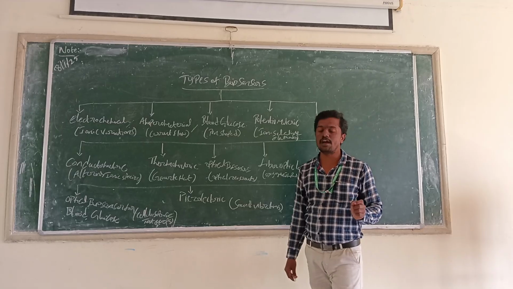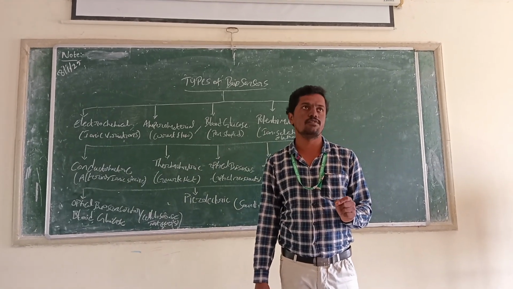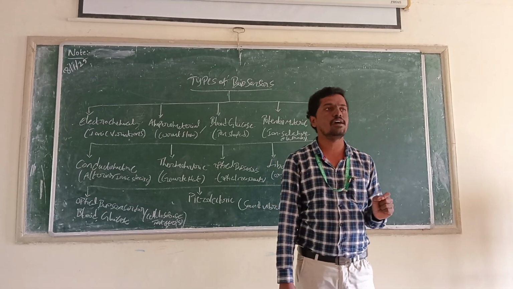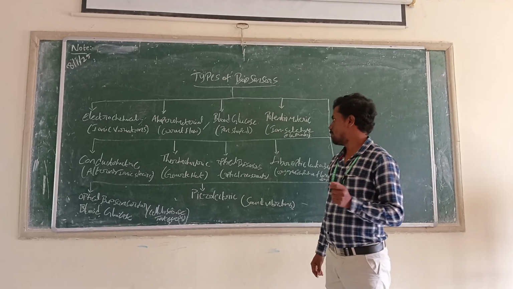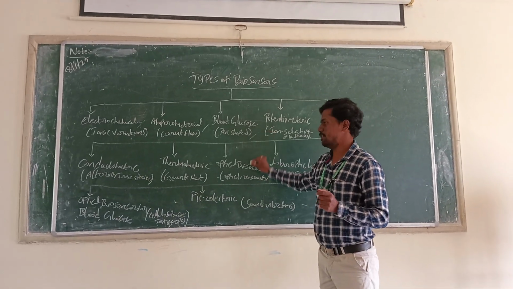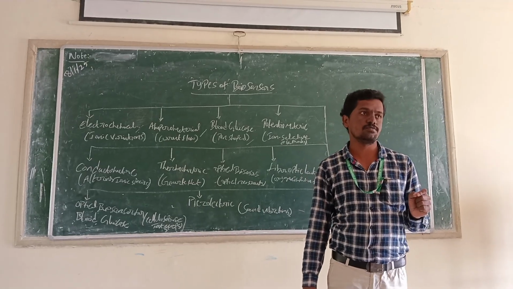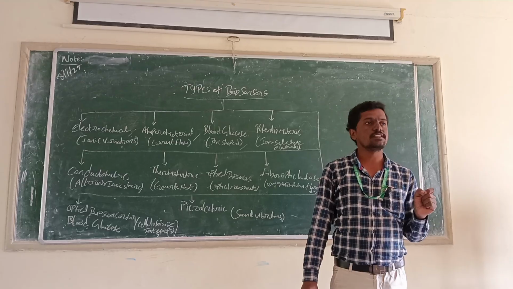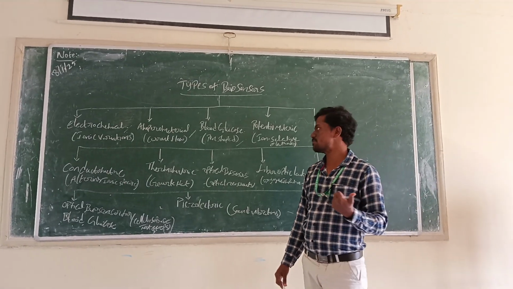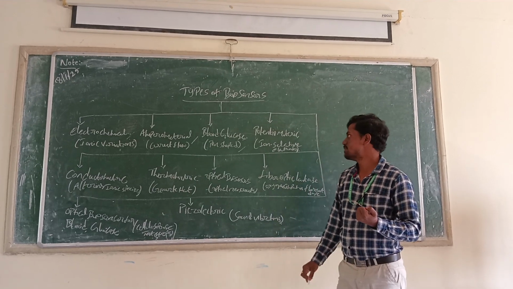The third one is the blood glucose type of sensors. Whenever you identify and determine the blood glucose level in patients and control the blood glucose level in diabetic patients, you utilize these sensors. These sensors we call blood glucose sensors. This is also one type of sensor.